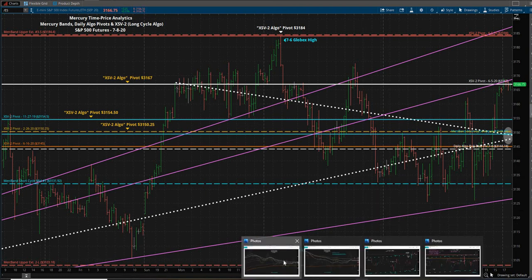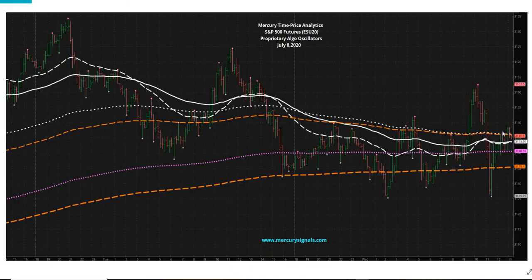But I wanted to point out this compression in the algorithms, because you get out of these cluster formations, you get strong directional moves. What's out of the ordinary with this one is, as the oscillators compress, how many moves we've gotten outside of the upper and lower band. 1, 2, 3, 4, 5.